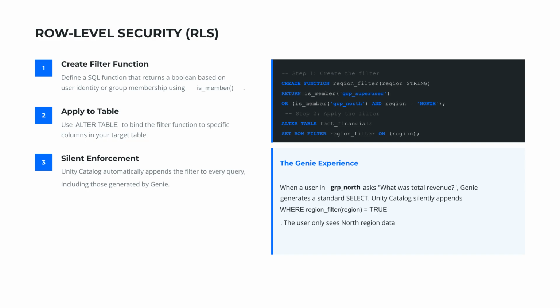Row-level security. This is where things get really exciting. With RLS, you define exactly which rows each user or group can see. Step 1. Create a filter function using is_member, super clean. Step 2. Bind it to your table with alter table set row filter.